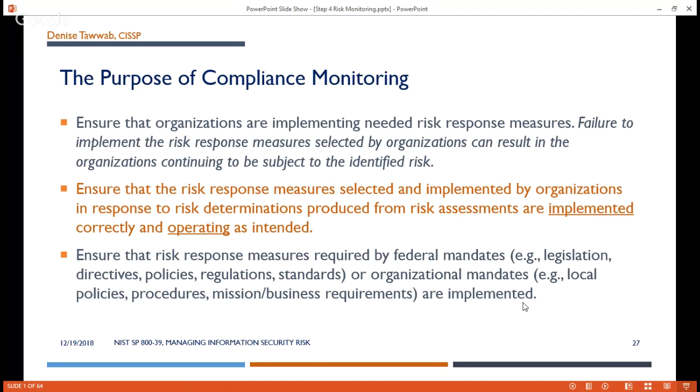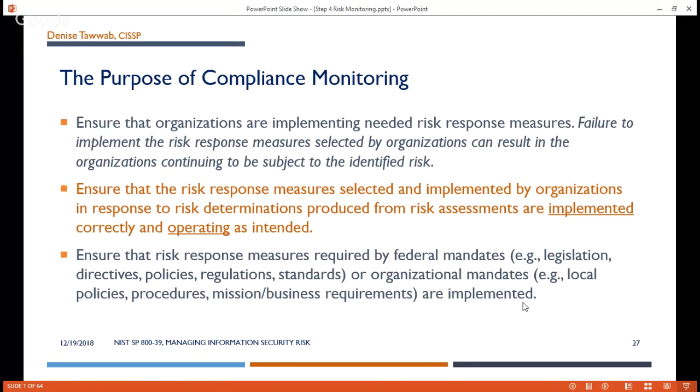Another purpose of compliance monitoring is to ensure that the risk response measures selected and implemented in response to risk determinations produced from risk assessments are implemented correctly and operating as intended. And finally, compliance monitoring ensures that risk response measures required by federal mandates or organizational mandates are implemented.